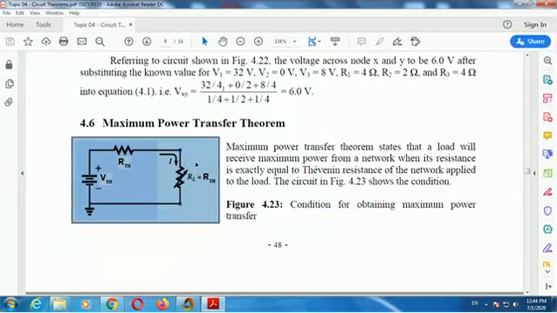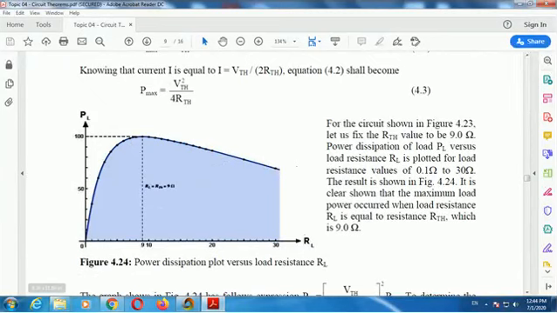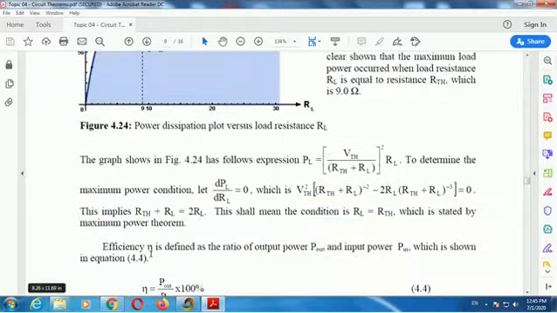Remember, we change RL from 0 to 30. We plot the power, and the maximum is when RL equals RTH, 9 ohm. After that it slopes down. This is the typical maximum power transfer curve.